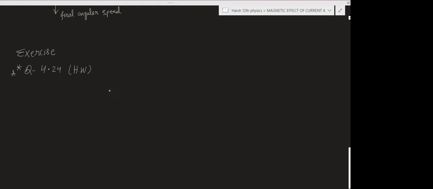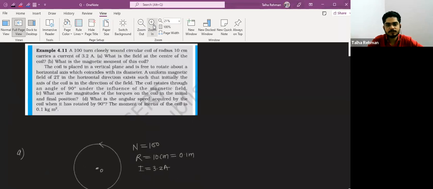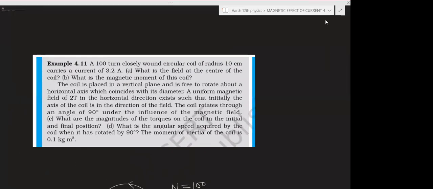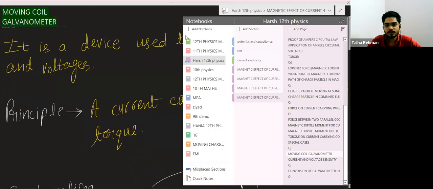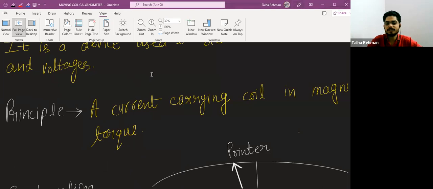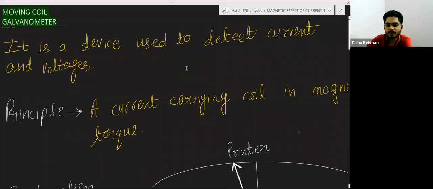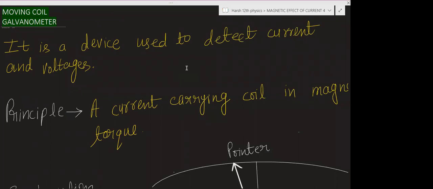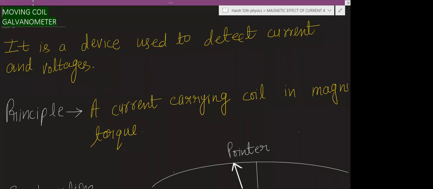So the last topic of this chapter: moving coil galvanometer, MCG. Moving coil galvanometer is based on the same principle that we have studied. Whenever a current carrying coil is placed in the magnetic field between two permanent magnets, torque is produced in that coil. So what is a galvanometer? It is a device used to detect feeble current and voltage.